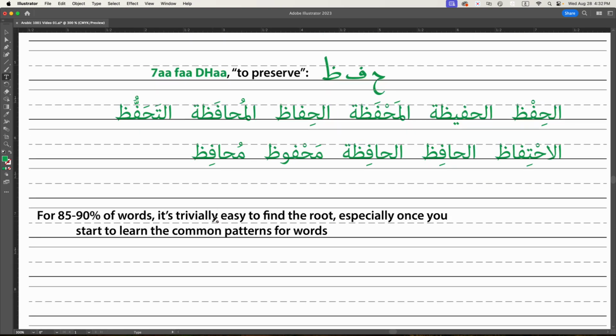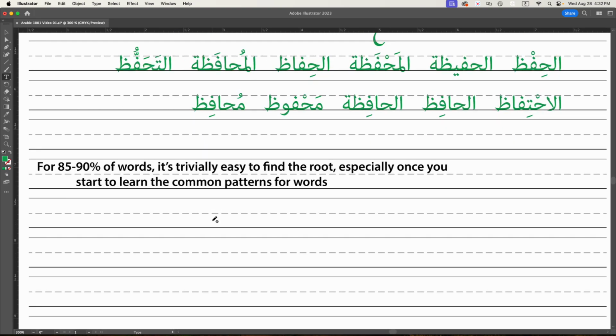First of all, for 85 to 90% of words, it's trivially easy to find the root, especially once you learn that meem is often a grammatical prefix, and a lot of times we'll get ta and sometimes seen also there. This is not a big deal. If the root is 3 consonants like ha, fa, tha, or jim, mim, ain, it's really, really easy to find the root of the word, and you won't have any problem with it. However, there's also a lot of words that it's hard to find the root for, and I'm going to get into that in the 3rd video in this series. So just kind of hold that in the back of your mind for now.